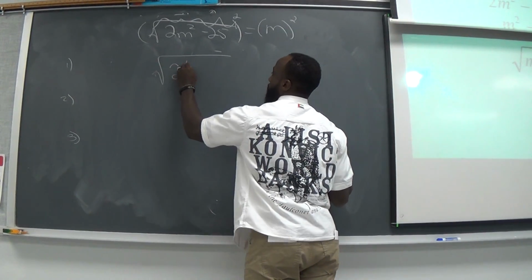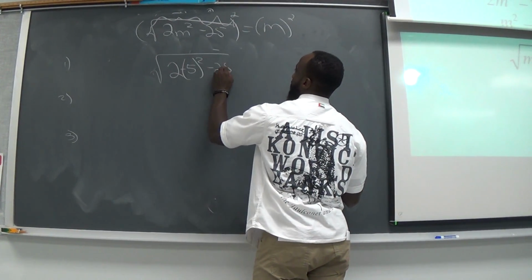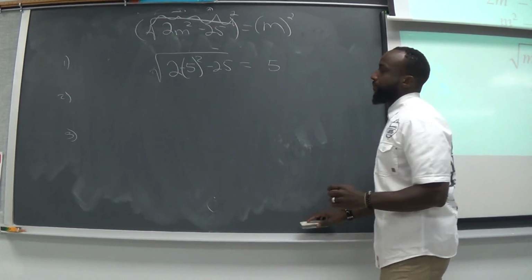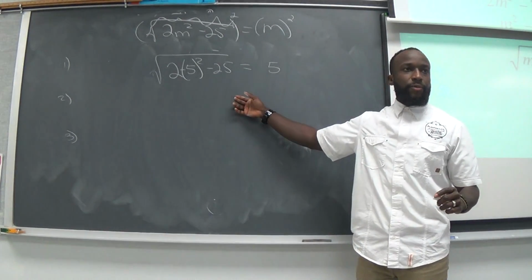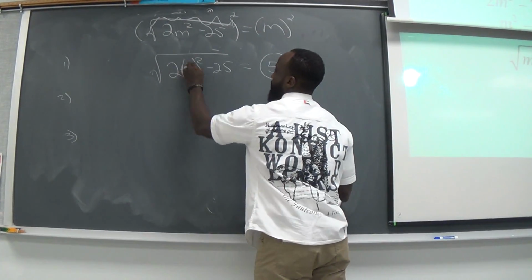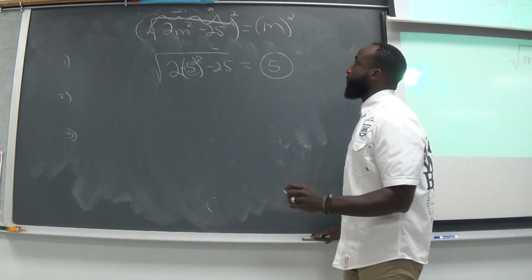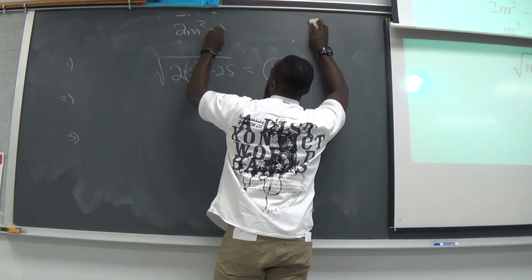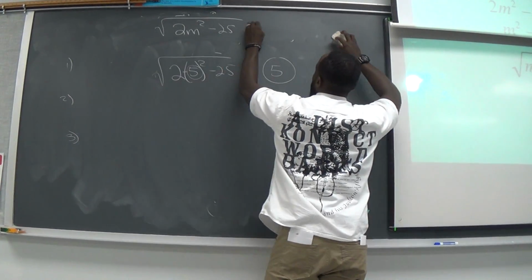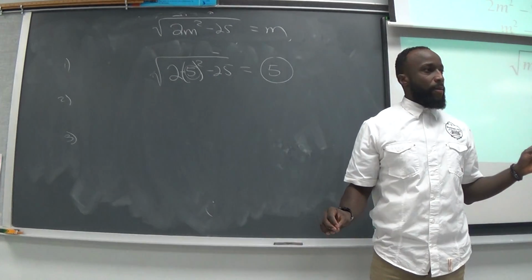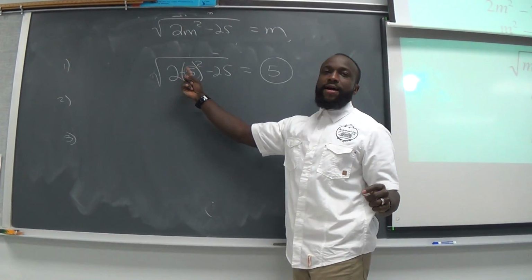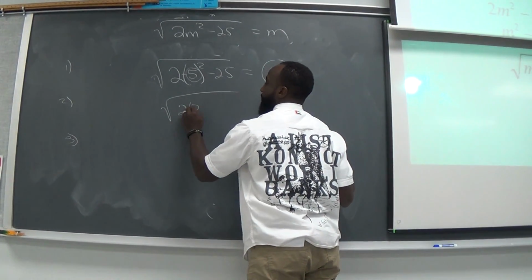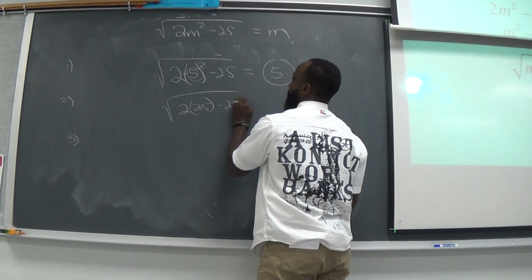We have 2 times 5 squared minus 25 equals 5. We substituted 5 in for m into the original problem. This was the original problem: the square root of 2m squared minus 25 equals m. Do you remember that? So 5 squared is 25, and you get 2 times 25 minus 25 equals 5.